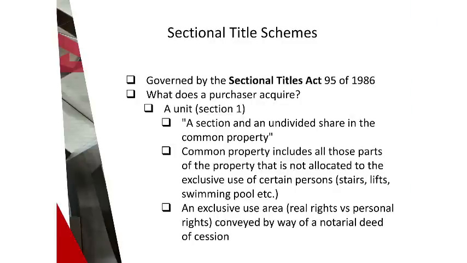Okay, and common property, as I said, is the land on which the building has been built. The common property is owned by everyone in undivided shares. And it will typically be something like the stairs, the lifts, and so forth. Then, of course, you can get exclusive use areas.